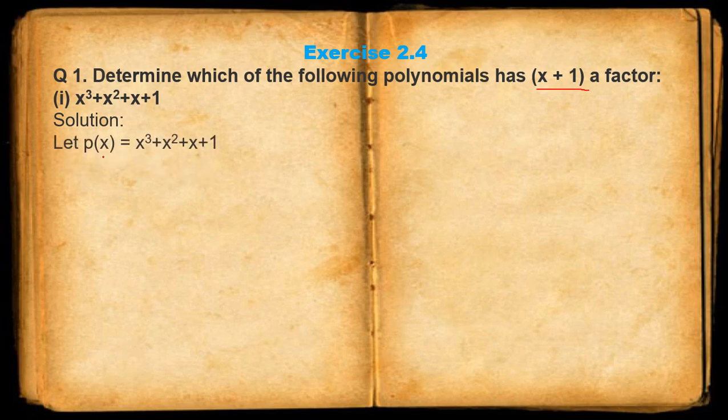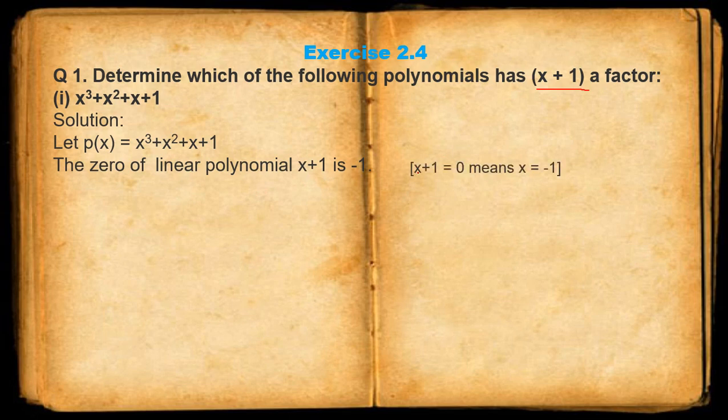So let us define the given polynomial, p of x is equal to x cube plus x square plus x plus 1. Now here we have to divide this polynomial by x plus 1, and x plus 1 is a linear polynomial, so we can say the zero of this linear polynomial x plus 1 is minus 1. How? Since x plus 1 is equal to 0, we get x is equal to minus 1. So now in place of x we put minus 1. So p of minus 1 becomes the remainder.